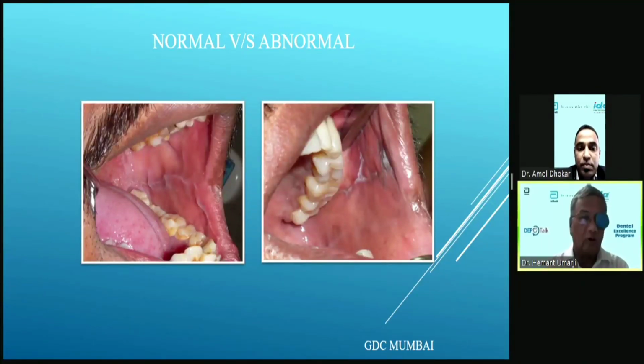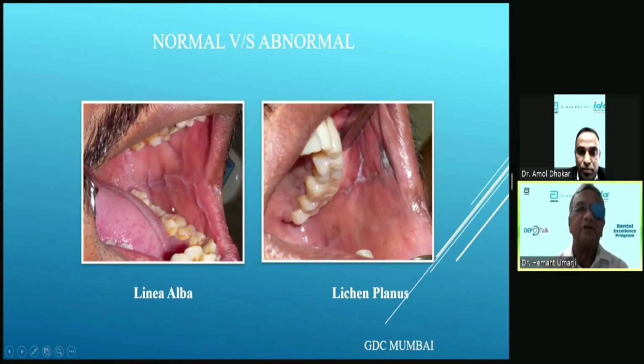And one is abnormal. So if I ask you which is abnormal, you can see here that on the right side there is a hyperkeratotic white line. This hyperkeratotic white line is different from this particular white line. This line is a linea alba, which is present at the occlusal plane level. When the patient has a cheek biting habit, it develops this, and when you stretch the mucosa, it will disappear.